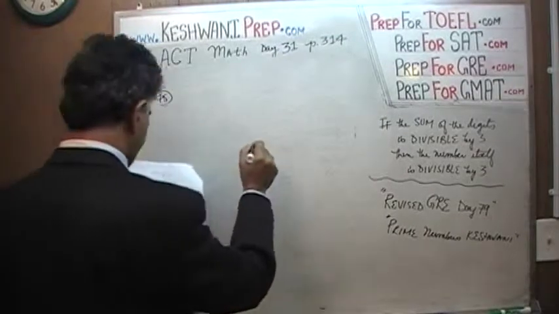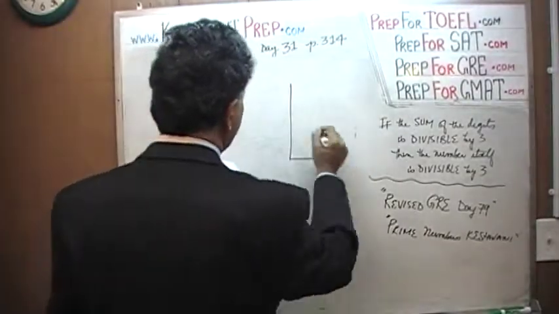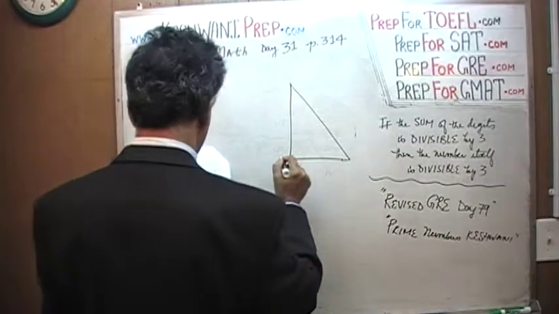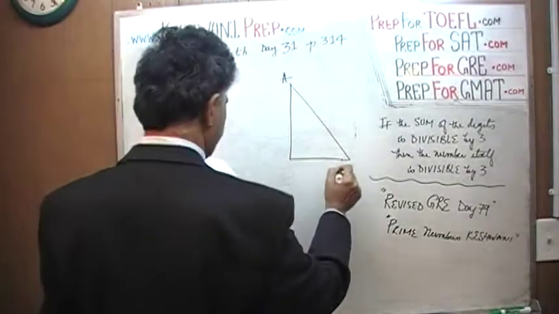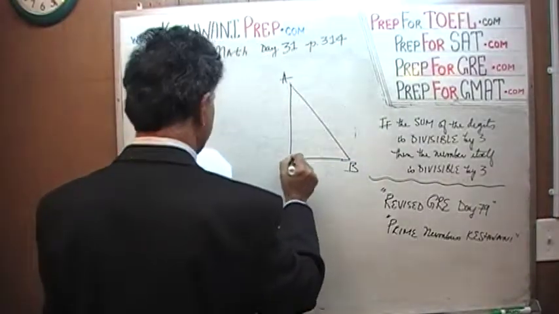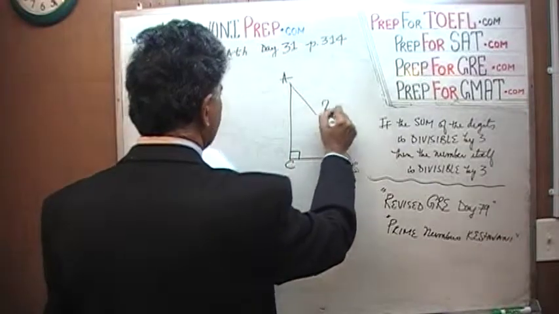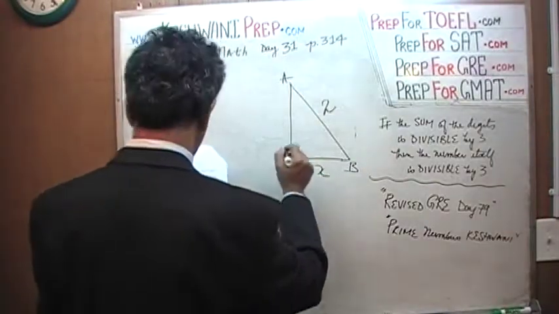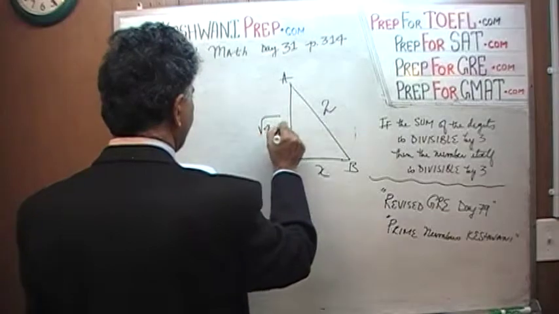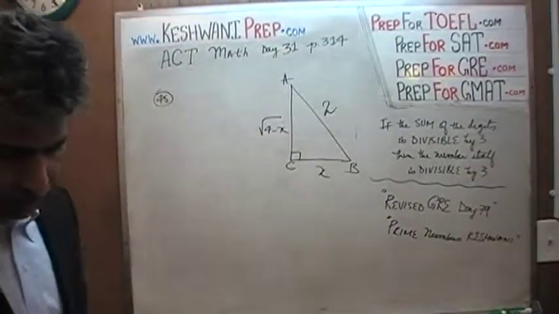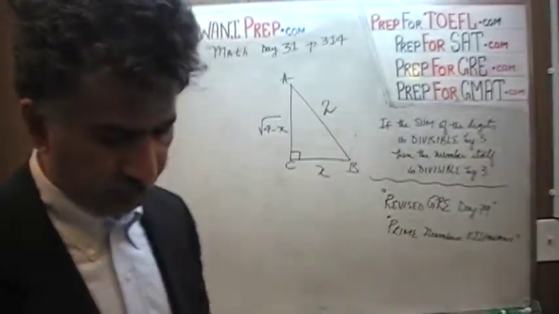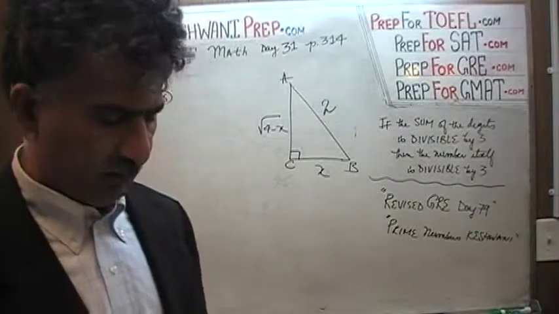In question number 45, we are given a triangle that looks something like this. Here is our A, B, and C. It's a right angle triangle. We are told that the hypotenuse is 2, this side is x, and this side is 4 minus x. Now I realize that in the book that's not how they draw the picture, but that's how I drew mine, because it's easier to see.